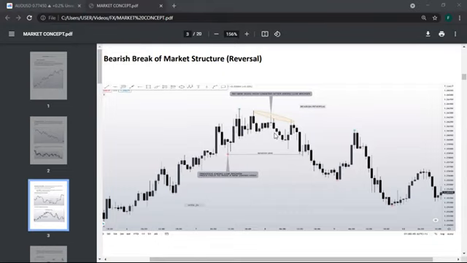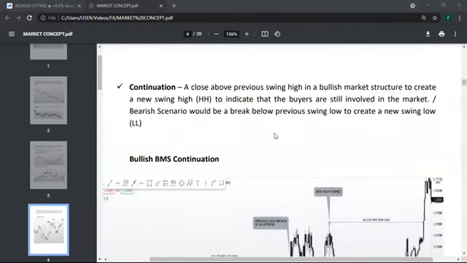Now, let's jump further. Continuation. Now, what is continuation? We say that continuation is a close above previous swing high. Remember, we're talking about the break of market structure, and we say we've got two types. We've got reversal and we've got continuation. The first one we talked about was reversal.